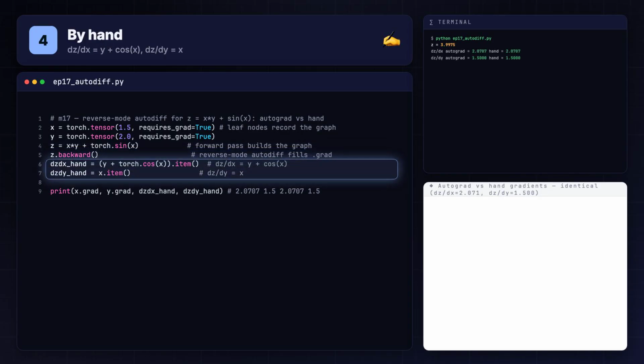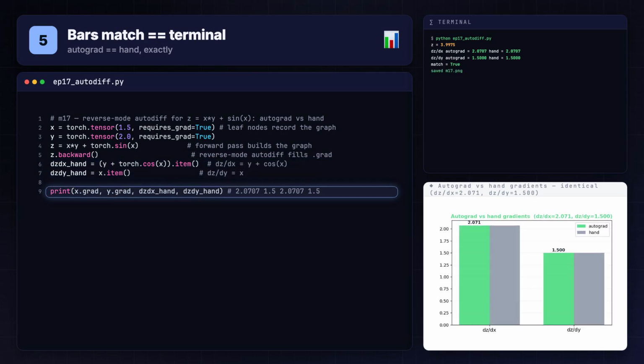Then we write the gradients by hand. dz/dx is y plus cos x, dz/dy is x, and evaluate them. We print both side by side and plot them as paired bars, autograd and hand-derived side by side at identical heights.